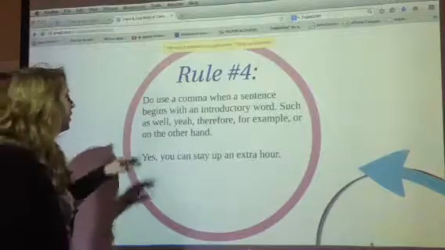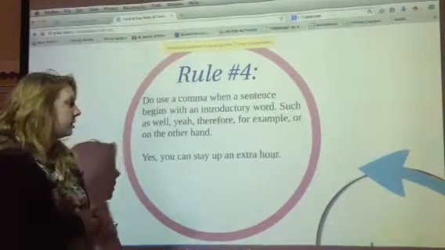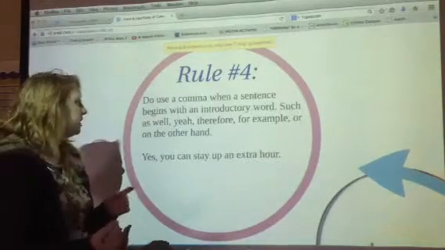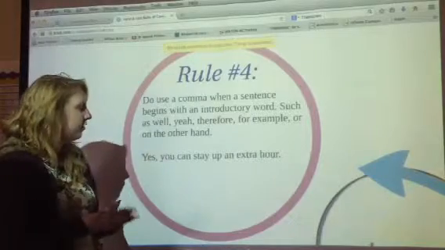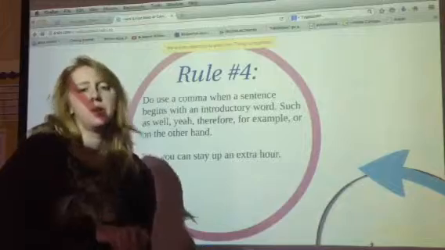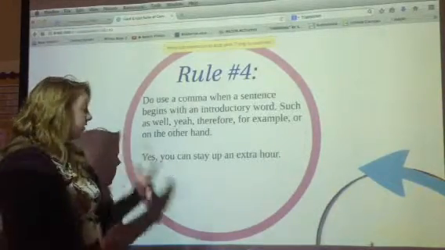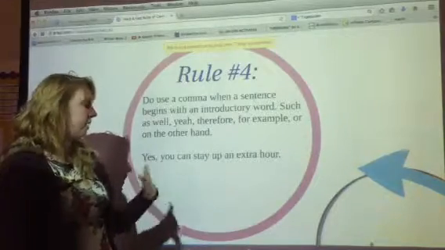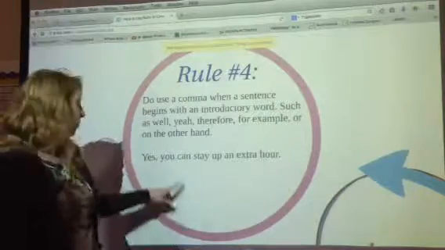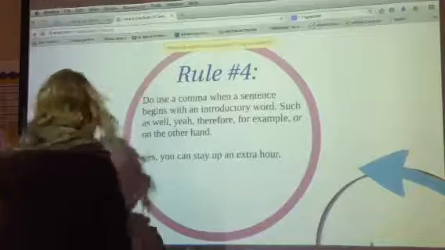Rule number 4. Do you use a comma when a sentence begins with an introductory word? Okay? Some examples of those introductory words that you might see are as well, yeah, therefore, for example, or on the other hand. It's also what we worked on with parts of speech with interjections. Those would be the same kind of thing. So an example would be like, yes, you can stay up an extra hour. When we read that, we do a natural pause, so that's where we put our comma. So it's yes, comma, you can stay up an extra hour.